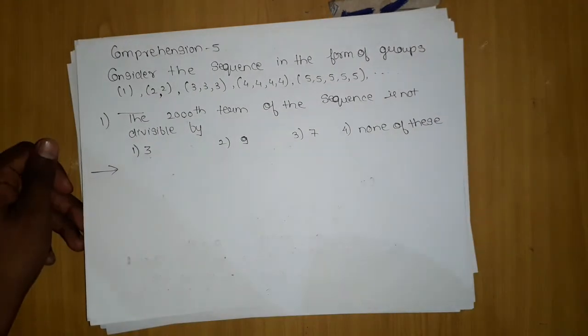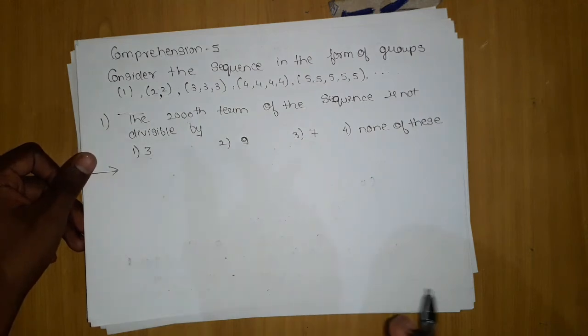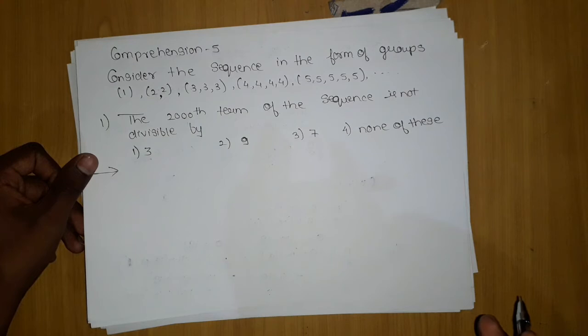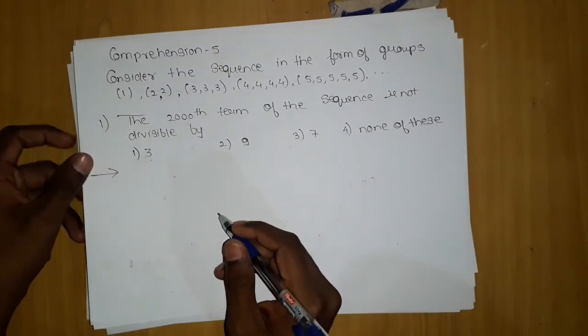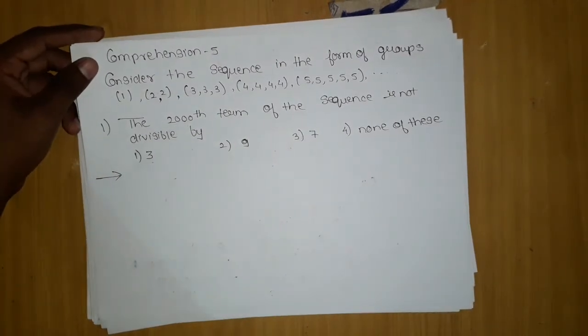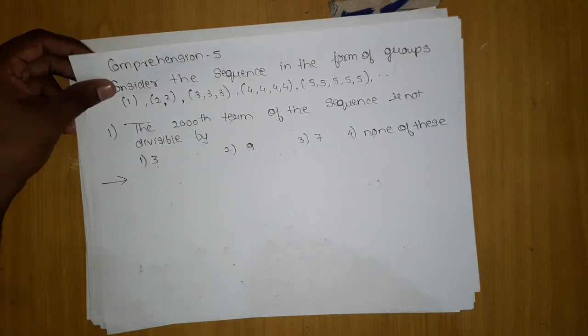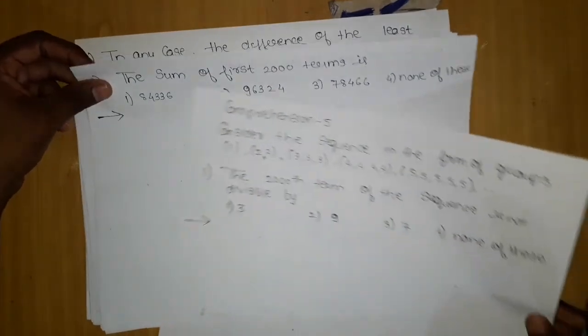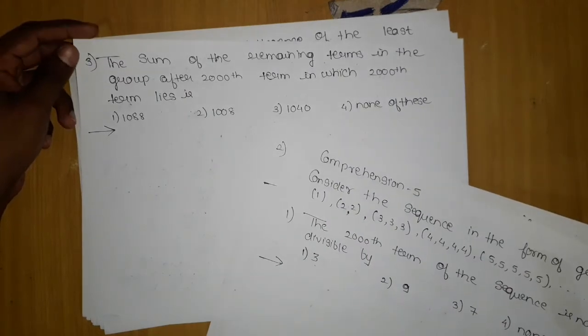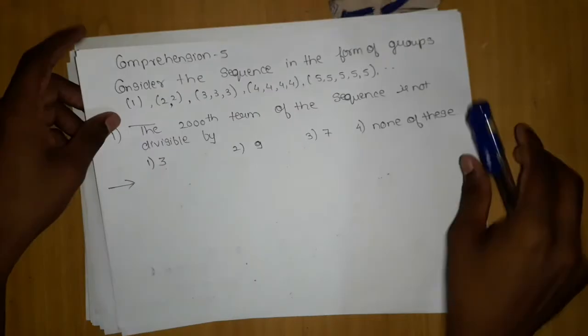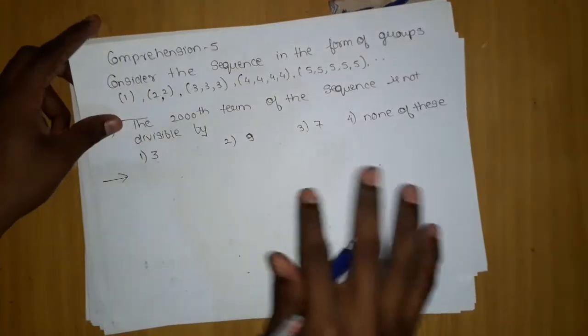Consider the sequence in the form of groups: 1, 2, 2, 3, 3, 3, 4, 4, 4, 4, 5, 5, 5, 5, 5, with n appearing n times. The 20th term of the sequence is not divisible by... They are telling the 20th term is not divisible by the sum of the 20th term, and the sum of the remaining terms in the group after the 20th term, in which the 20th term lies, is... Now if you see, don't observe it like a group.